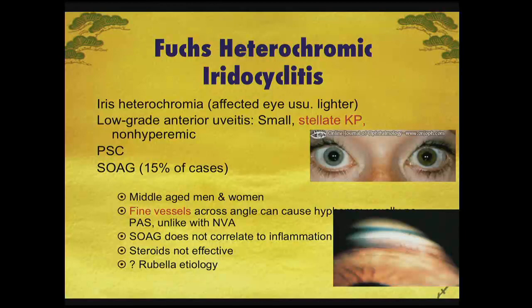Another finding is fine blood vessels across the angle, and these can cause hyphemas during surgery. Like when you make an incision to take out the cataract, these blood vessels can bleed. There's no correlation between the amount of inflammation and the development of glaucoma. Steroids do not appear to be effective in this condition, and it's thought that maybe rubella is causative.